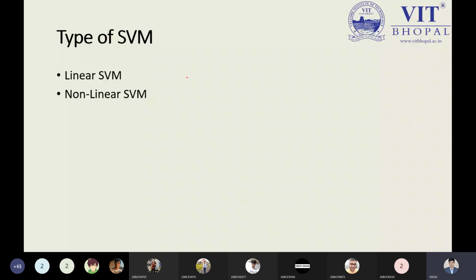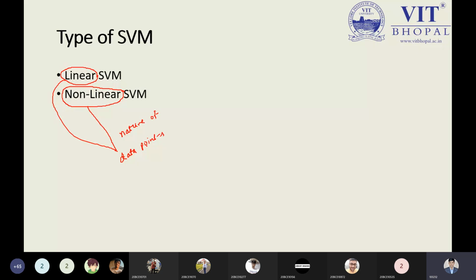We have two types of support vector machine. One is the linear support vector machine, the other is the non-linear support vector machine. Please keep in mind that linear and non-linear refer to the data points. Let me mark it in a circle. What is the meaning of non-linear? It is defined by the data points, the nature of the data points that will be depicted on the graph.